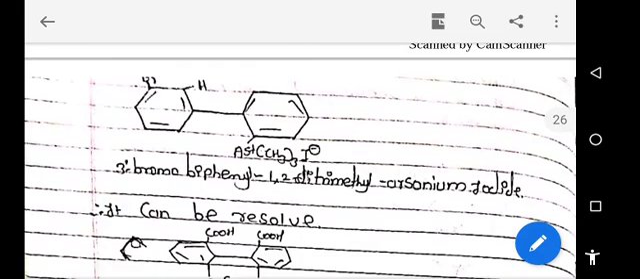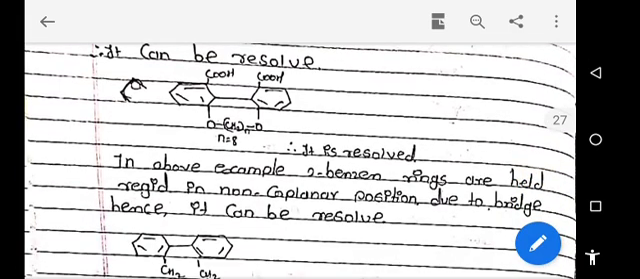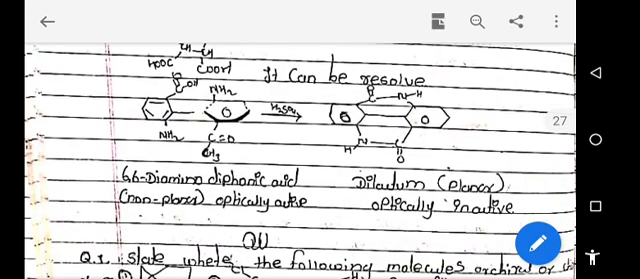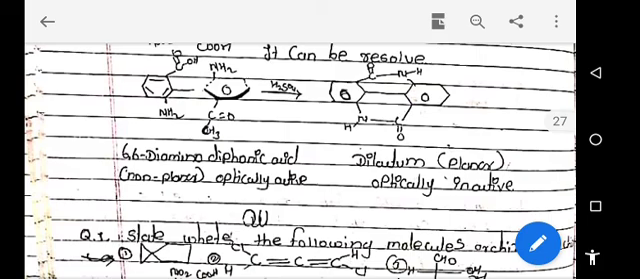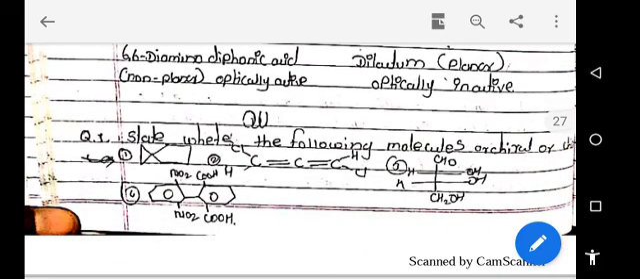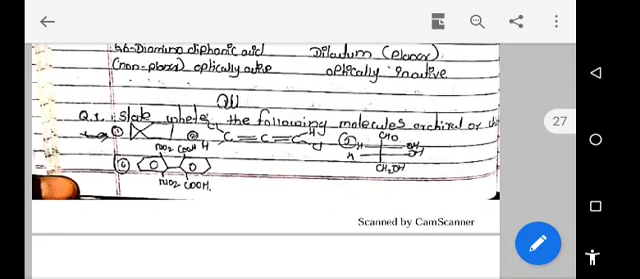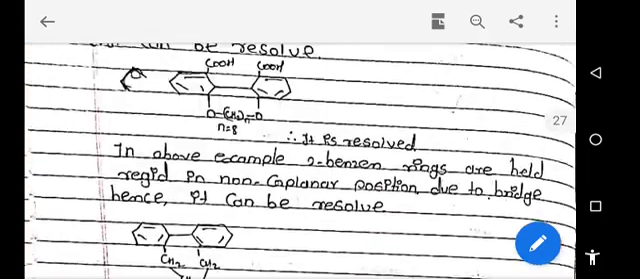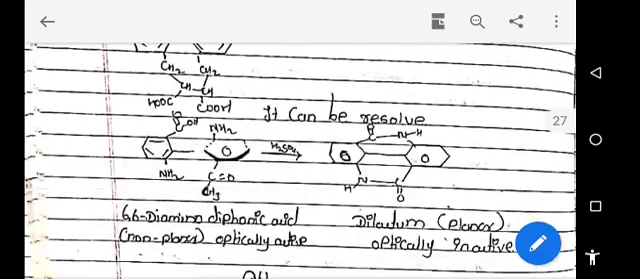Next example also. This biphenyl compound can be resolved because it has a proper substitution. In this case also it is resolved because of proper substitution. In this case also resolved because of proper substitution. This one is optically inactive and cannot be resolved. State whether the following molecules are chiral or achiral. We can easily identify by whether it can be resolved or not. If it is resolved, then it is optically active. This type of compound we can study.